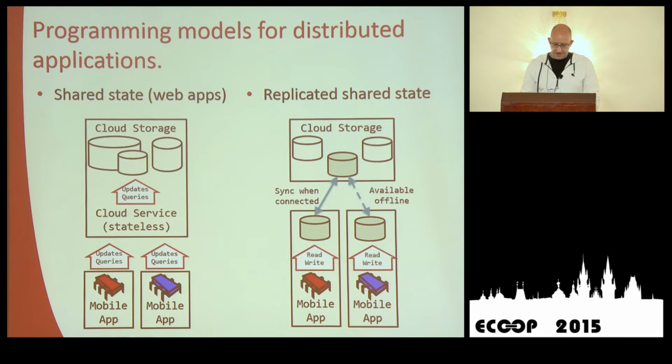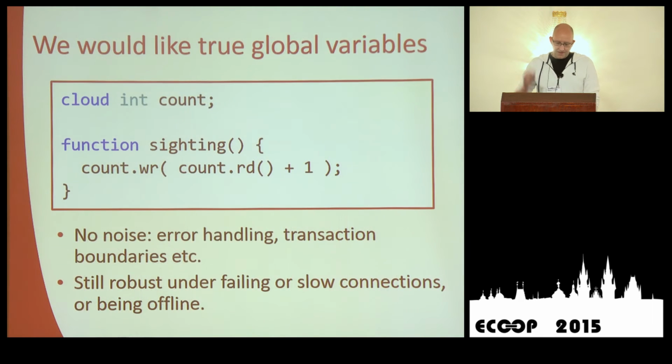So this is, as a really simple example. As a true functional programmer, I really don't like to show this slide, but I really like true global variables. Not just regular global variables, no, the worst ones possible. Truly global, which means they're shared between the different applications running on different devices. So it would be really nice if you could somehow say I have a cloud integer called count, and then when I see a bird, I will update that count by 1.